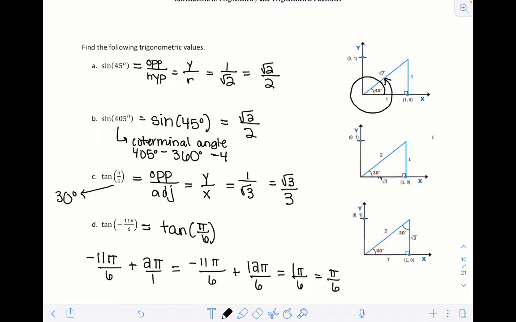So what's actually happening is that we're going in the negative direction, but we're stopping right here. And if we draw that ray that comes from the origin right where that angle stops, it's the same as if we drew that ray, that line here, at pi over 6. And so for that reason, when we're trying to evaluate the trig function of tangent of pi over 6 or tangent of negative 11 pi over 6, it's going to be the same answer. So it's going to be, in this case, positive square root of 3 over 3.